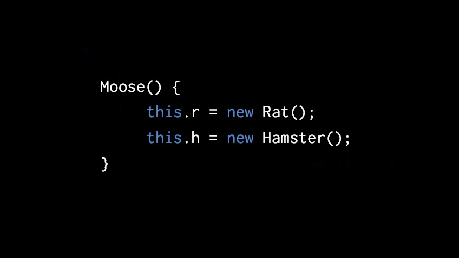A very common thing to do in a constructor is to assign the initial values of the fields. So here in this Moose constructor, I'm creating a new Rat and assigning it to the field r, and then I'm creating a new Hamster and assigning it to the field h. Inside any constructor or method, the reserved word this is a special reference that references the object itself. So each time the Moose constructor is invoked, this refers to the object being constructed, the new Moose object. And so when we assign to this.r, we are assigning to the field r of that new Moose object.